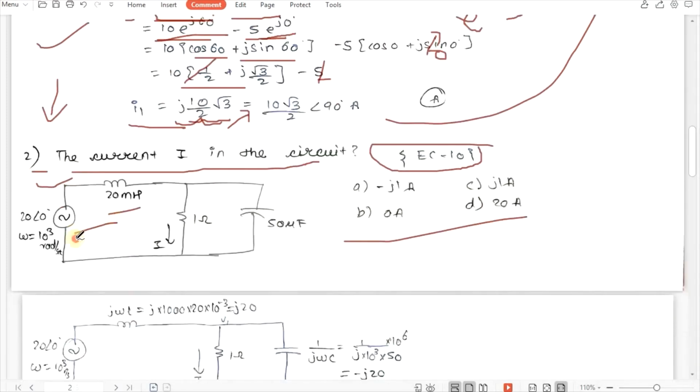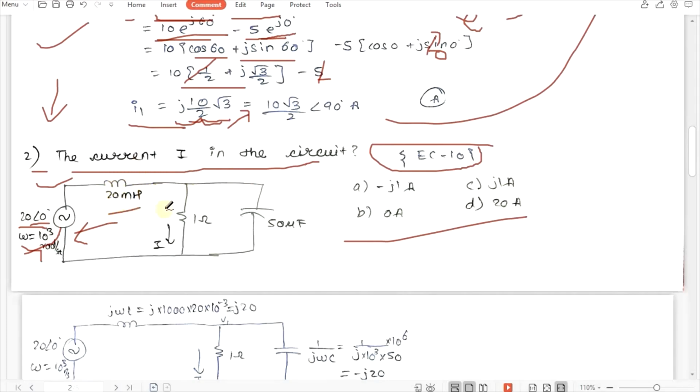Okay, so if you observe this circuit carefully, the input voltage source is given as 20 angle of 0 degree, and omega is mentioned, which is 10 raised to 3 radian per second. We are going to use this omega to convert this L into its reactance. So L will be converted to j omega L.